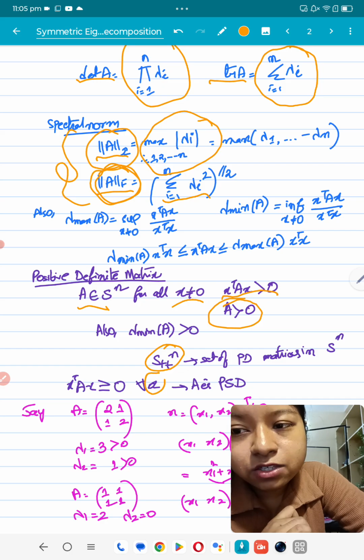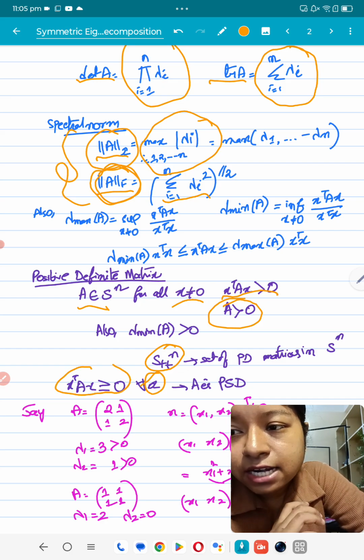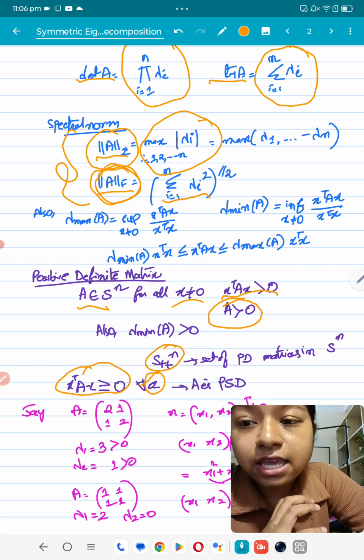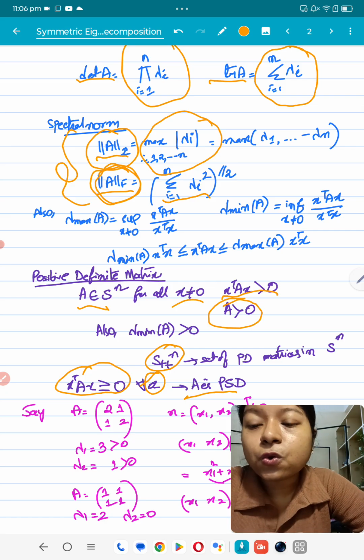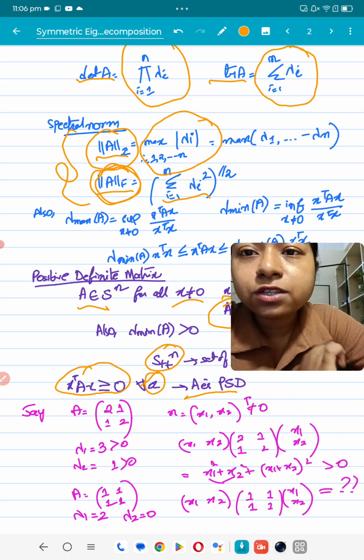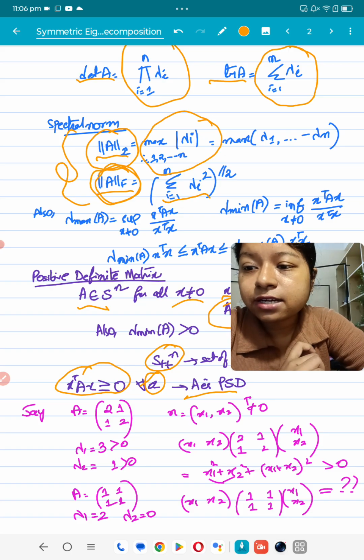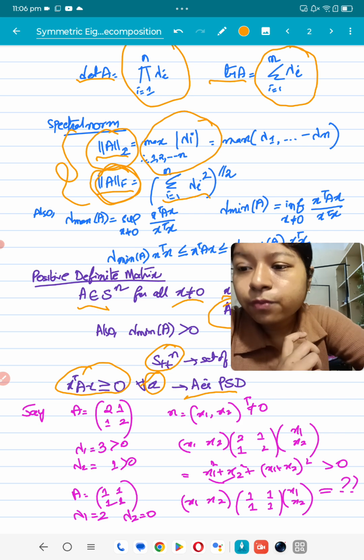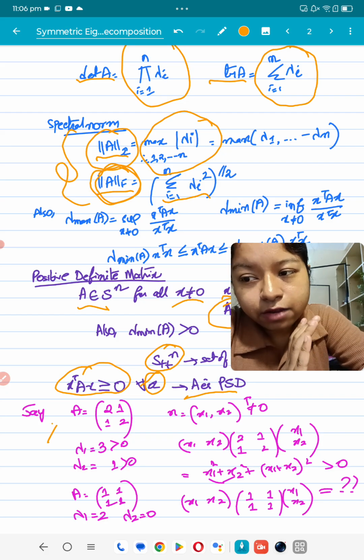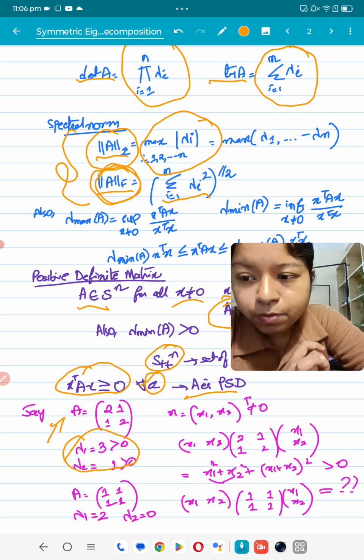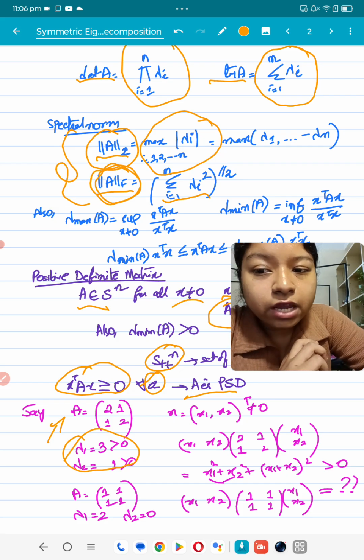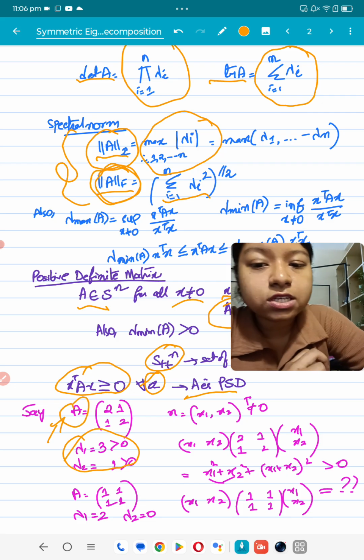Similarly, if for all x not equal to 0, x transpose Ax is greater than or equal to 0, not just greater than 0, then we say that A is a positive semi-definite matrix. Let us discuss an example. Here A is [2 1; 1 2]. For all vectors x not equal to 0, we have calculated the eigenvalues of A: lambda 1 equal to 3, lambda 2 equal to 1. Both eigenvalues are greater than 0, and the minimum eigenvalue is greater than 0. We can also prove it by taking x transpose Ax greater than 0, and then we can say that A is a positive definite matrix.